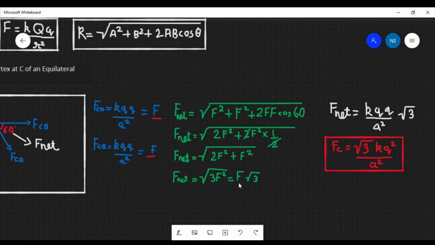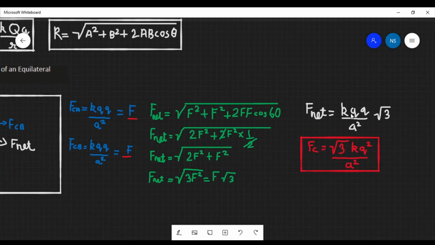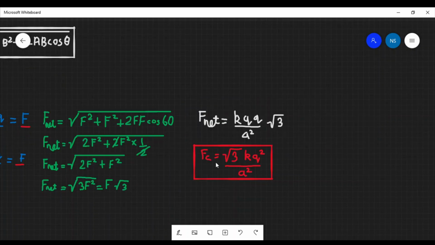So now here we know that F is equal to KQQ by A square. Therefore the force net becomes KQQ by A square multiplied by root 3. So we'll write root 3 over here also. So the total force on C is equal to root 3 multiplied by KQ square. Here these two Q's were there, so we multiply them and we get Q square divided by A square. So this is our final answer.